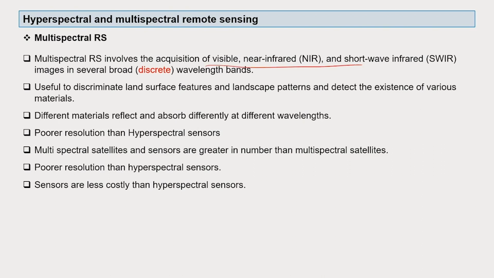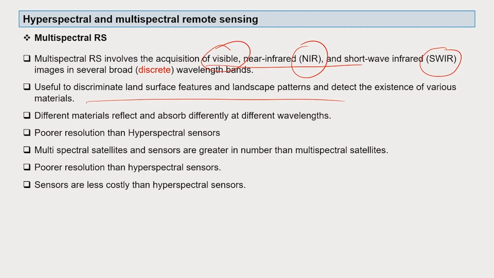Multispectral remote sensing involves the acquisition of visible, near infrared, and short infrared region images, unlike hyperspectral. So these three, visible, NIR and SWIR, you can get through multispectral remote sensing. It is useful to discriminate surface features and landscape patterns. It can also detect the existence of special materials in an area. Different materials reflect and absorb different wavelengths, and on that basis multispectral remote sensing can give information about different materials.